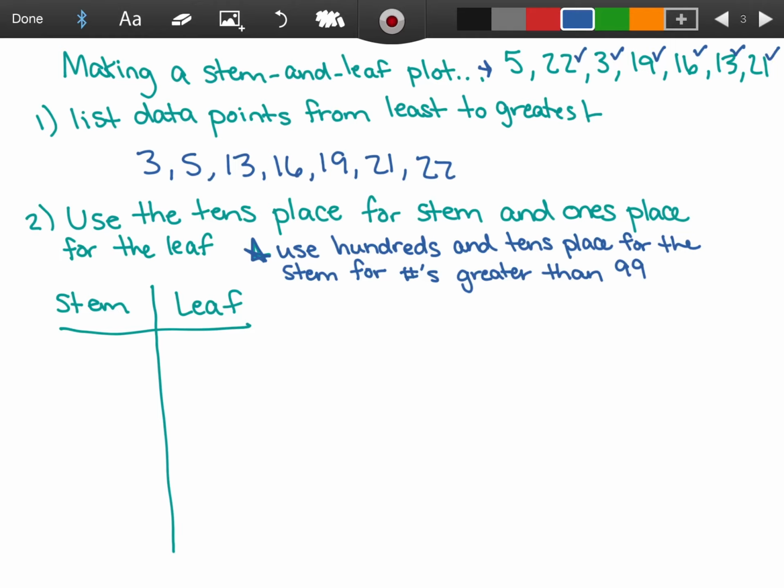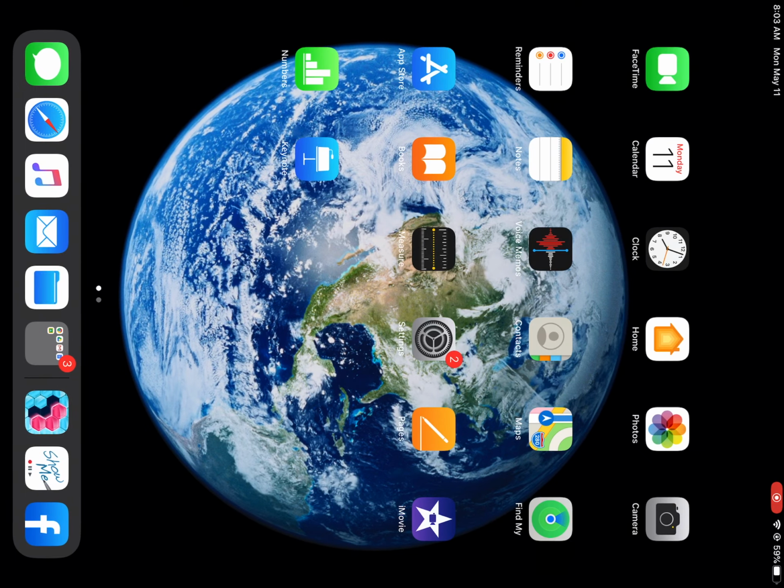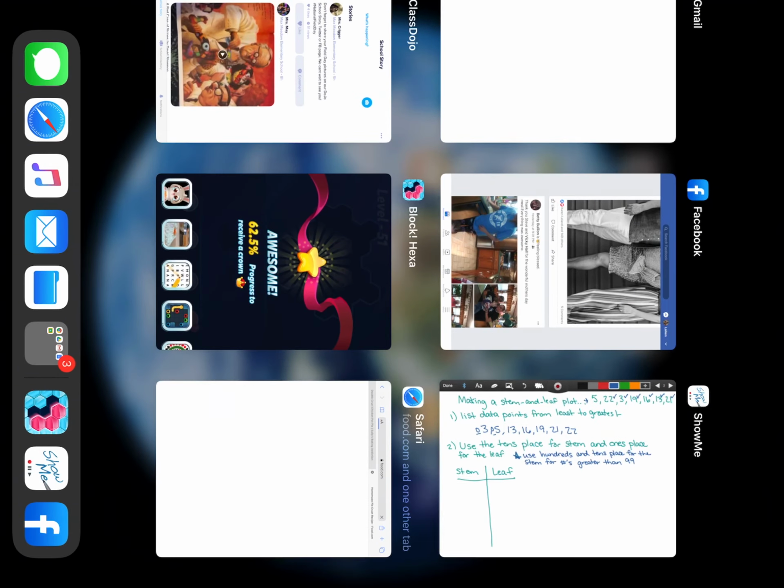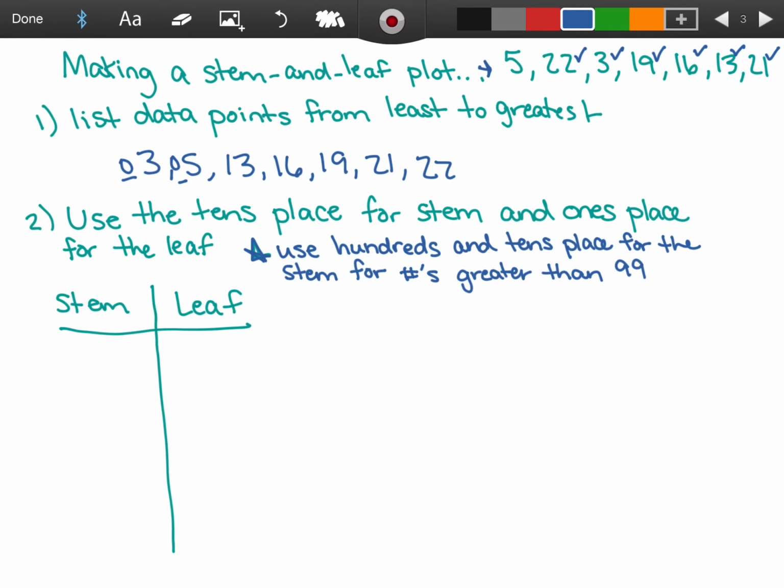So my tens place in 3 would be 0. Okay, because 3 and 5 don't have a tens place, so their stem would be 0. But the leaf, we'd list those still in order, would be 3 and then 5. Okay, so that takes care of 3 and 5. I'm going to put little check marks.